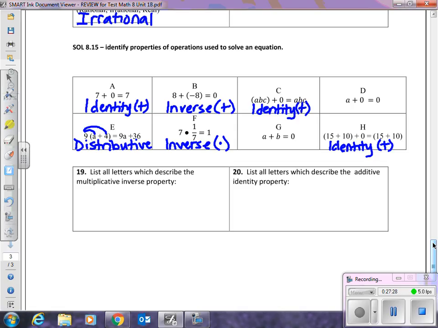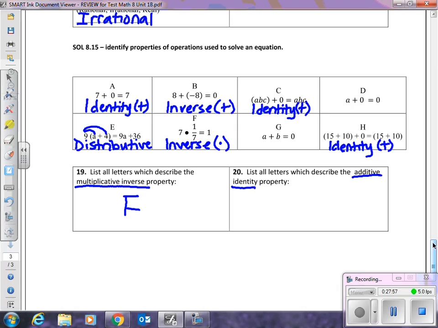Now that you've taken the time to do that, you can answer the last two questions a whole lot faster, because all you have to do is look at your rectangles and what you wrote underneath them and pick out the right one. So for number 19, it asks us to list all of the letters which describe the multiplicative inverse, so inverse of multiplication. Well, if I look at everything I've written, I only have one box that had inverse of multiplication in it. So there's only one letter that goes there. If you go to number 20, it asks you to list all letters which describe the additive identity, also known as the identity of addition property.